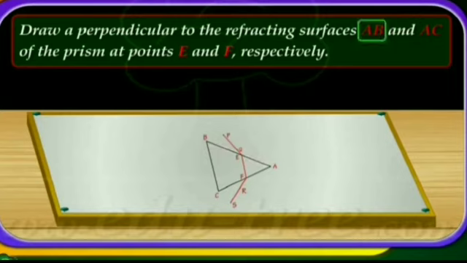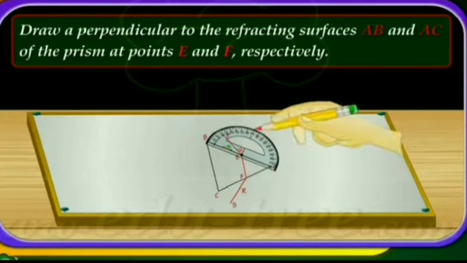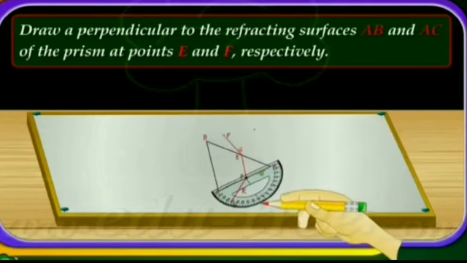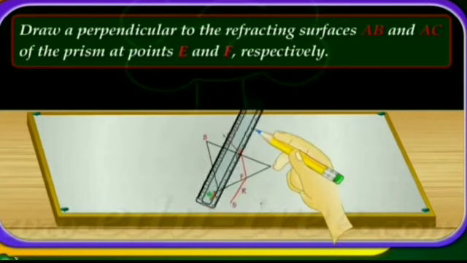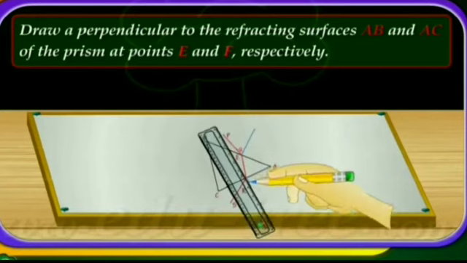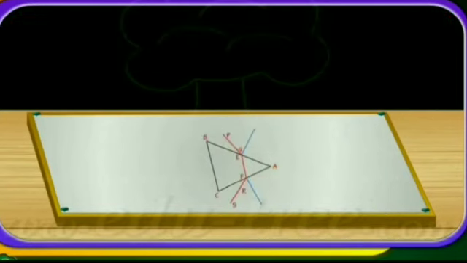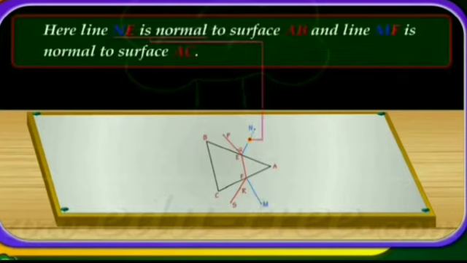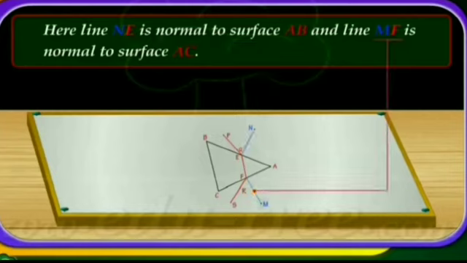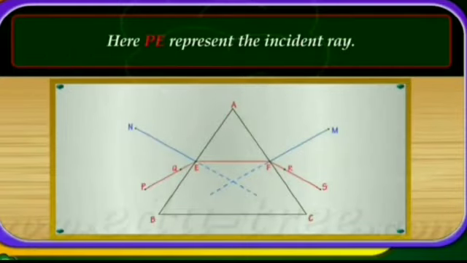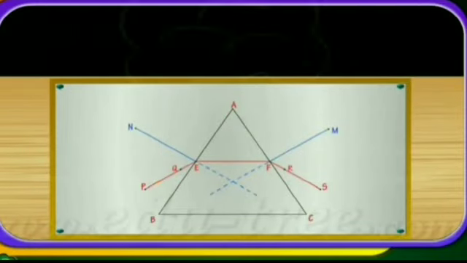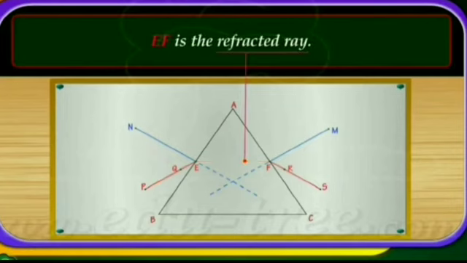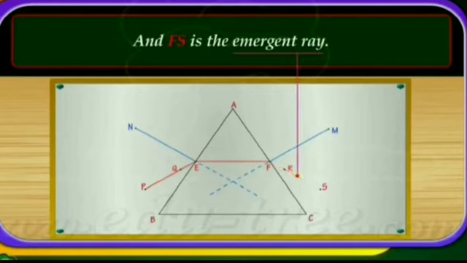Draw a perpendicular to the refracting surfaces AB and AC of the prism at points E and F respectively. With the help of a protractor, we can draw the normals. M and N represent the normals. Here line NE is normal to the surface AB and line MF is normal to the surface AC. Here PE represents the incident ray, EF represents the refracted ray and FS represents the emergent ray.